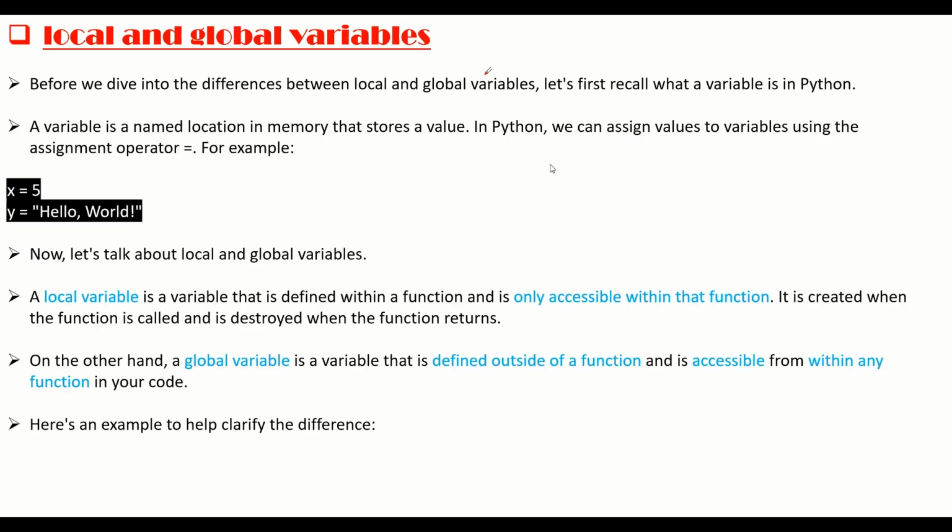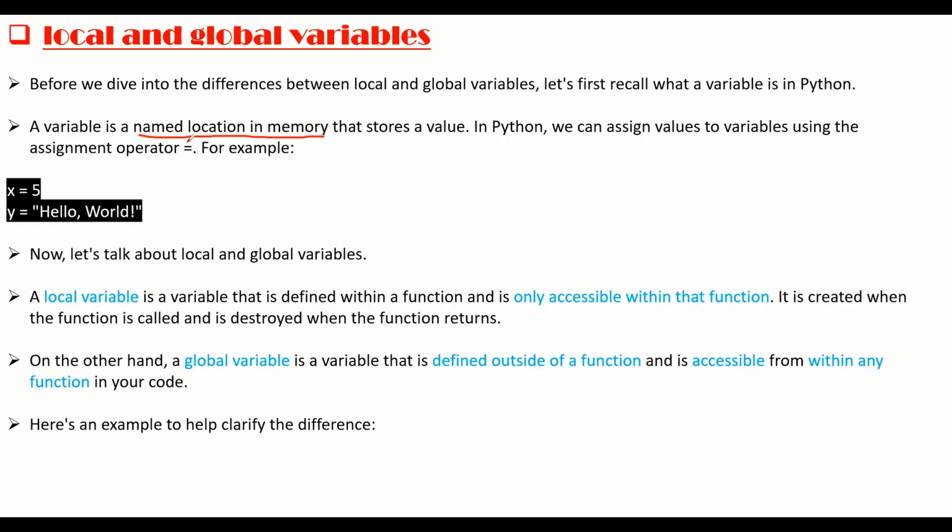Before we dive into the differences between local and global variable, let's first recall what a variable is in Python. A variable is a named location in memory that stores a value. In Python, we can assign values to variables using the assignment operator.